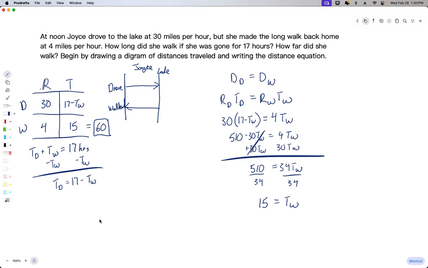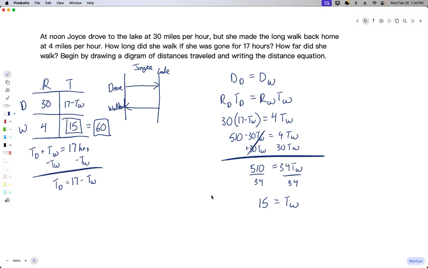And how long did she walk? She walked for 15 hours. That's the other answer. So she walked for 15 hours and she walked 60 miles at 4 miles an hour. It's pretty fast walking. That's pretty fast walking in my opinion.